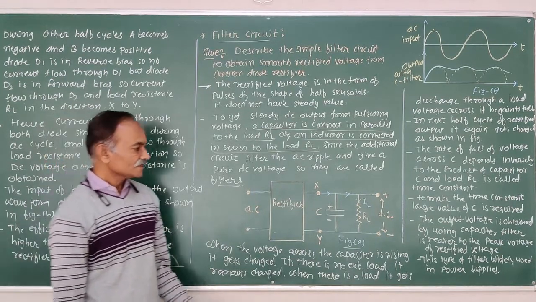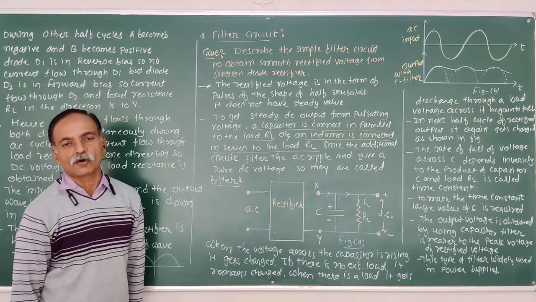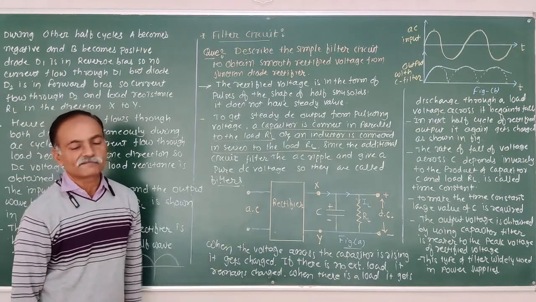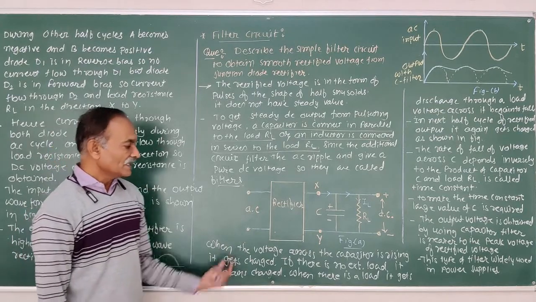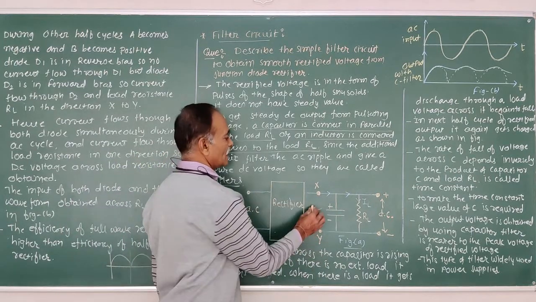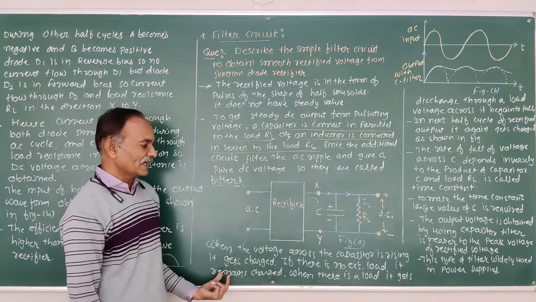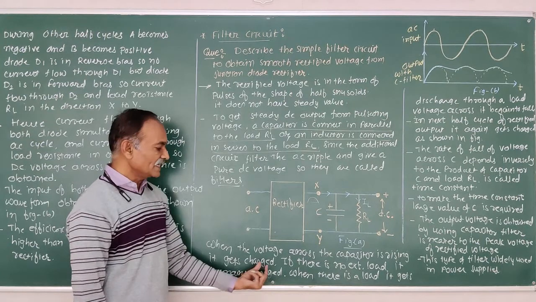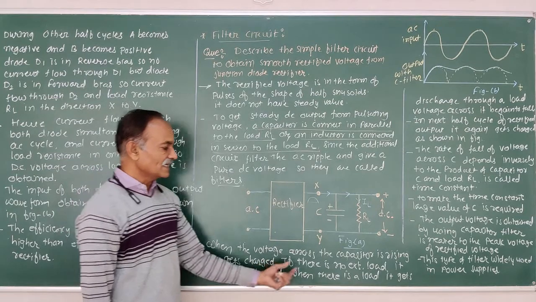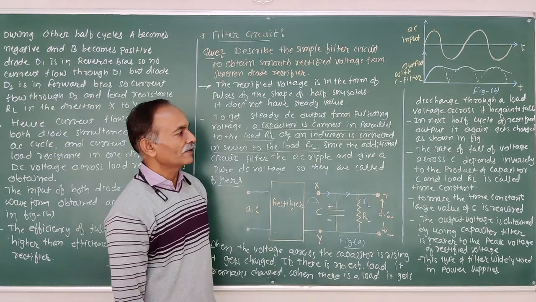Now, here we discuss the capacitor filter: how the capacitor removes the AC ripple from the rectified voltage so that we obtain the pure DC voltage. When the voltage across the capacitor is rising, the capacitor gets charged. If there is no extra load, it remains charged. When there is a load, it discharges to the load.